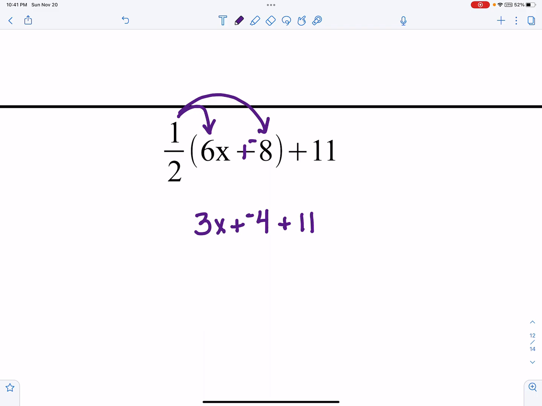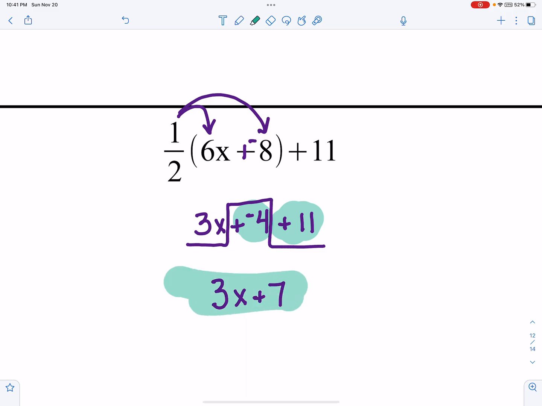To simplify this fully, we need to combine all like terms that are left over. I see my constant of -4 and positive 11. So we end up with 3x, different sign subtract, and we end up with plus 7, okay, as our final answer.